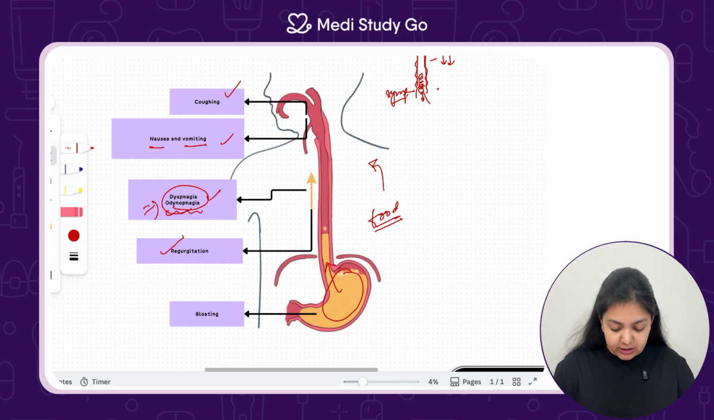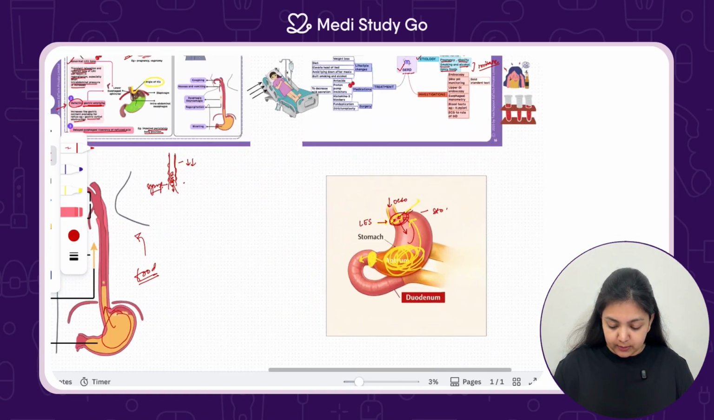There can be regurgitation, that is obvious in GERD, and the patient can complain of bloating because the persistent presence of acid in the gastric system, in the stomach and the esophagus, can cause inflammation and the patient can feel a heaviness in the stomach and complain of bloating.